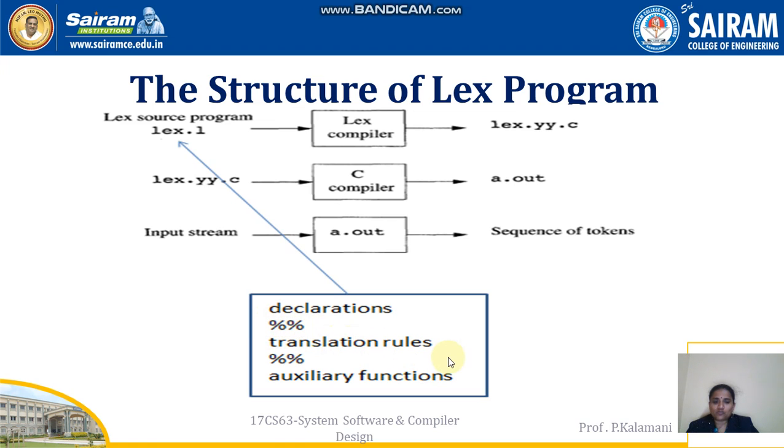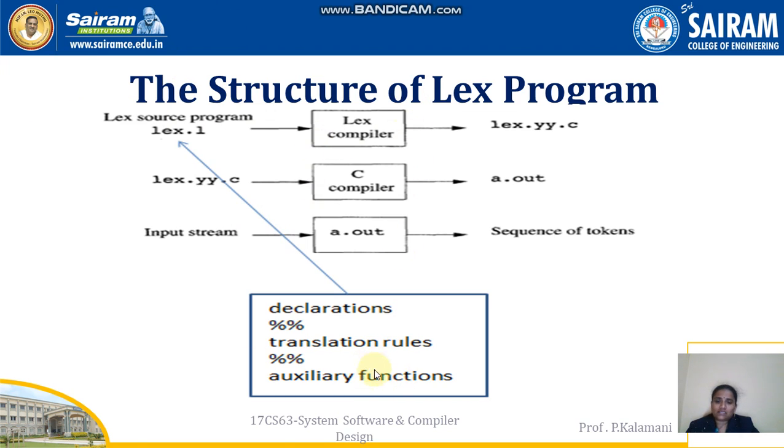In the translation rules part, we have to specify the pattern and action. Pattern, we already know how to specify using regular expressions. So using regular expressions, the pattern should be specified. If the pattern is matching, what action should be taken, that should be specified in the action part. Then end the translation rules part. Then auxiliary functions. For writing the auxiliary functions, the C language should be used.